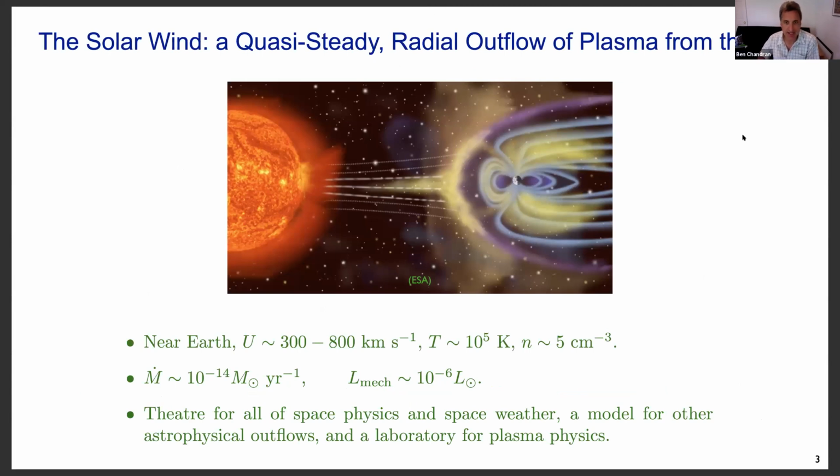All right, so to begin with some background, as most of you are very familiar with, the solar wind is a quasi-steady, quasi-radial outflow of plasma from the sun. Near the Earth, some of its properties are listed here in this diagram. The outflow speed, denoted by capital U, ranges from 300 to 800 kilometers per second.